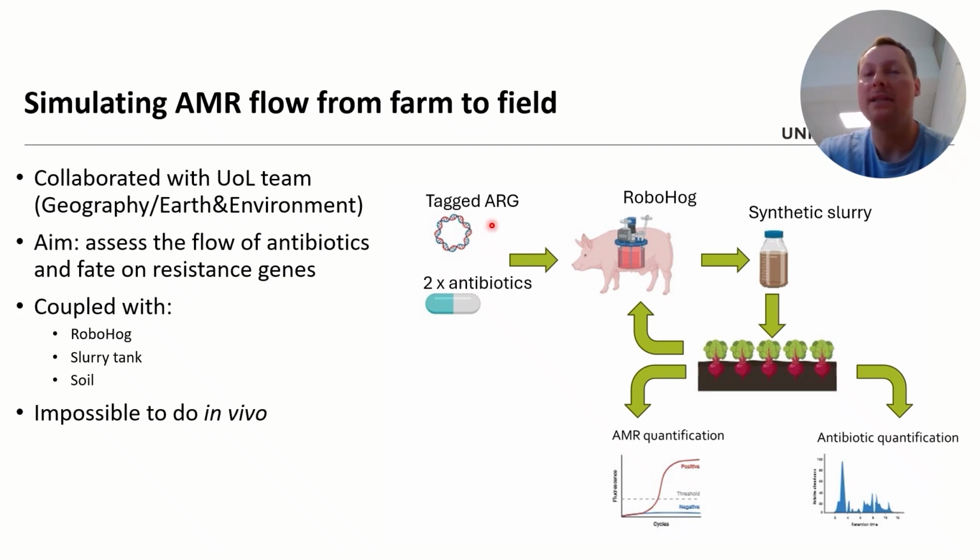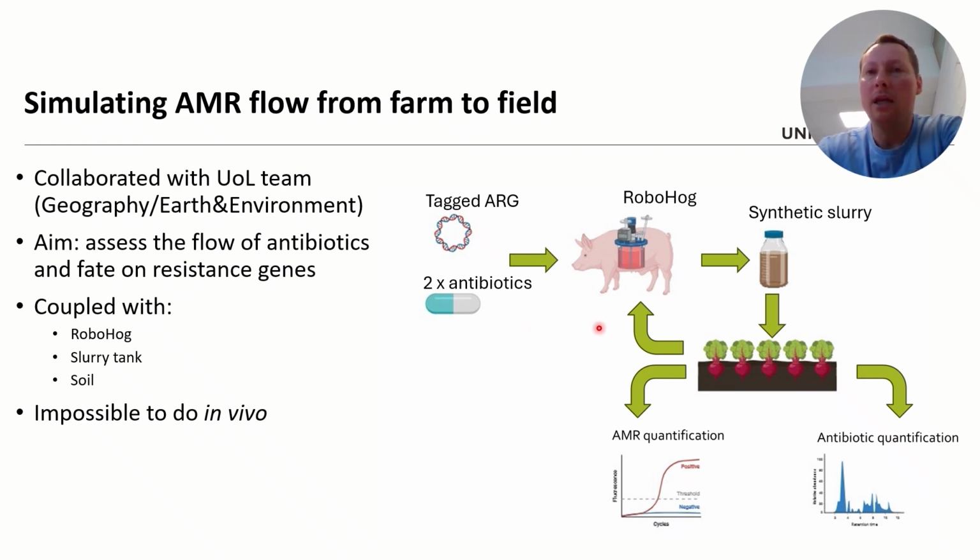So what we did was we tagged an antimicrobial resistance gene. This was a CTX-M beta-lactamase type antimicrobial resistance gene, plasmid based, and we put it into a Klebsiella pneumoniae pathogen. And we had 4 RoboHog models here where we didn't give any resistance gene. We gave resistance gene to one of the models only, and then we gave the resistance gene to one of the models, but then also gave 2 different antibiotics into 2 different models. And this was an antibiotic to drive the expansion of this antimicrobial resistance gene, so amoxicillin, but then also one that's used typically in farming, which is oxytetracycline.